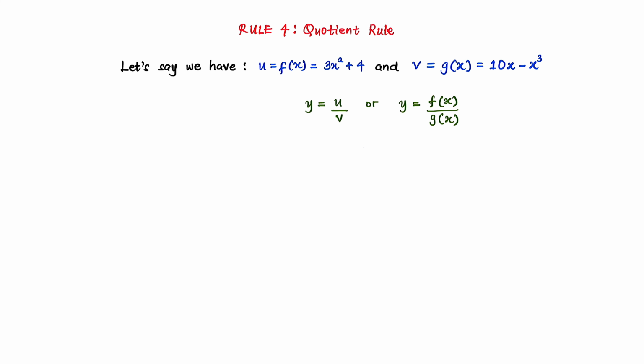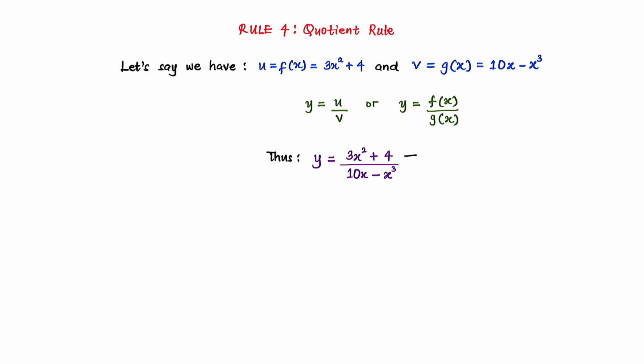So we have y equals u divided by v, or we have y equals f of x divided by g of x. Irrespective of the notation that you are using, it's still going to mean that y equals 3x squared plus 4 divided by 10x minus x cubed. So in this kind of situation where we have a function that is composed of differentiable functions, we apply the quotient rule. So what is the quotient rule?